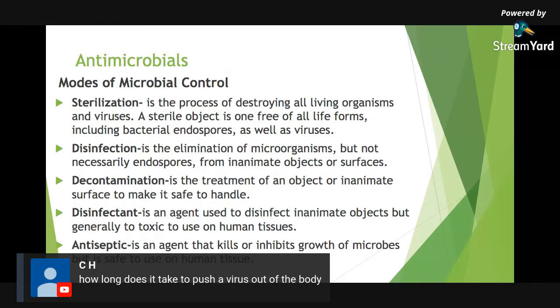If you ever experience an outbreak, like in this case we had COVID-19, there are things you can do to prevent the spread of that virus, or of a bacteria or whatever microorganism it is. There are modes of microbial control. Sterilization is the process of destroying all living organisms and viruses. A sterile object is free of all life forms, including bacterial spores as well as viruses.